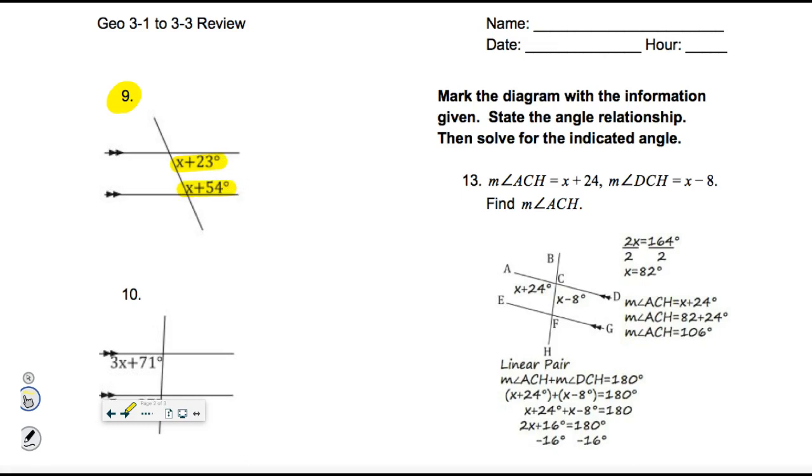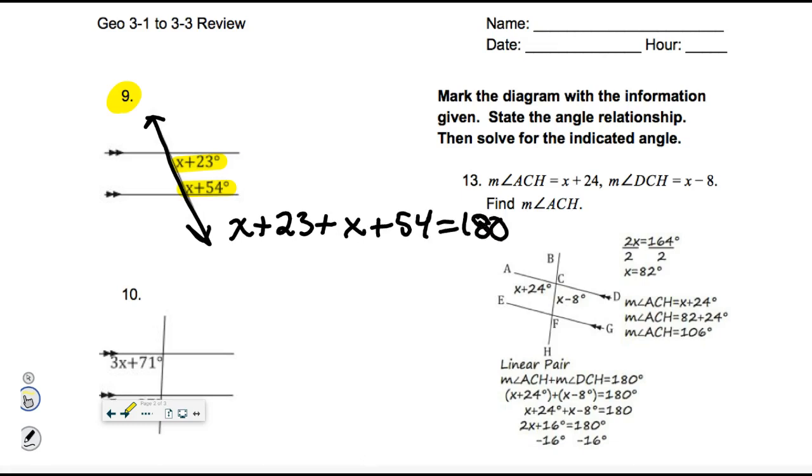Are they alternate interior? They're on the same side of the transversal. So those are same side interior. And Ellie, what did we say those do? They add up to, yeah, you can't hear, but she said they add up to 180. And then it goes to algebra.